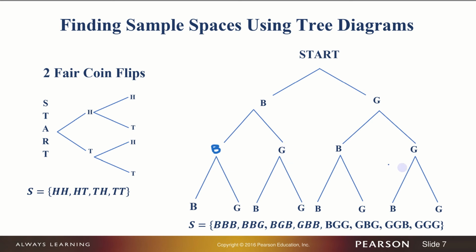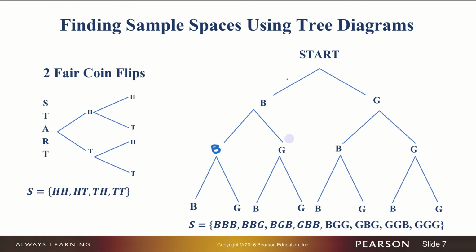So one easy way to determine all of these is to just follow the tree. So you start here, you go boy, boy, boy. That's one possibility. Then you can go boy, boy, girl. You see, there's another possibility. Now you go down this one. So you go boy, girl, boy. You see that? This one. So you go boy, girl, girl. Or you can have girl, boy, boy, girl, boy, girl, and then girl, girl, boy, or girl, girl, girl.